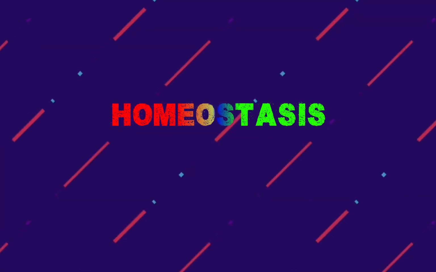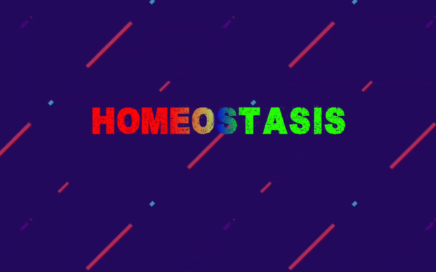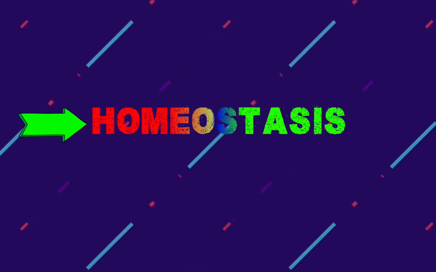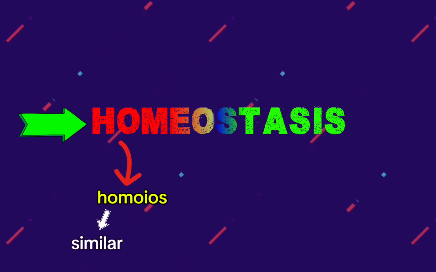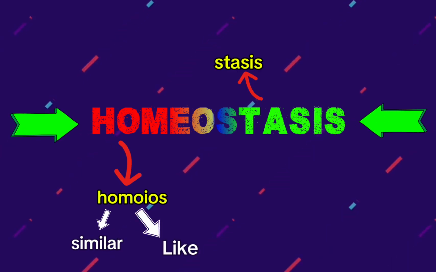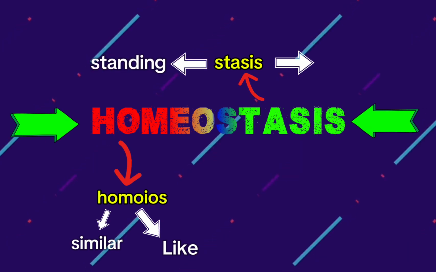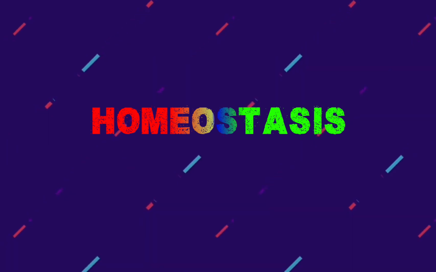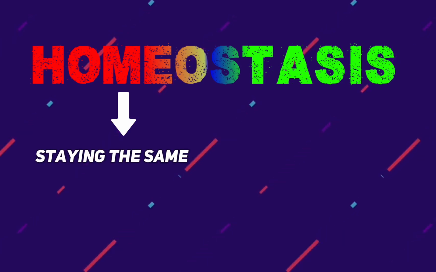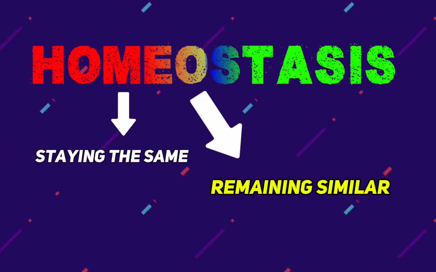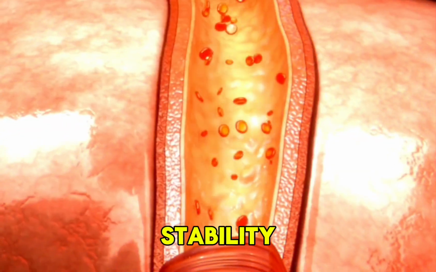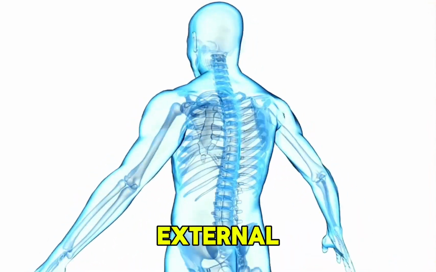Well, the literal meaning of homeostasis can be broken down as follows. Homeo comes from the Greek word homoios, meaning similar or alike. Stasis is derived from the Greek word stasis, which translates to standing or standing still. So when combined, homeostasis literally means staying the same or remaining similar. This term describes the body's ability to maintain internal stability or equilibrium despite external changes.